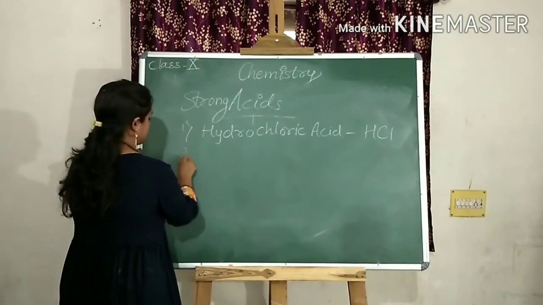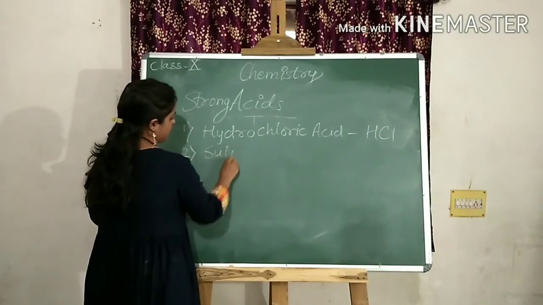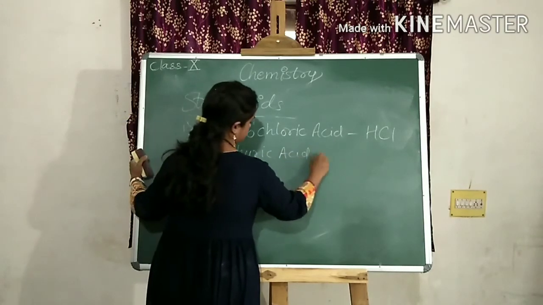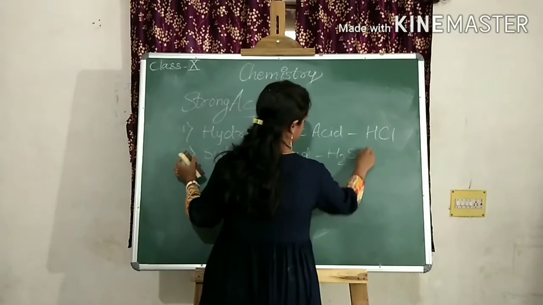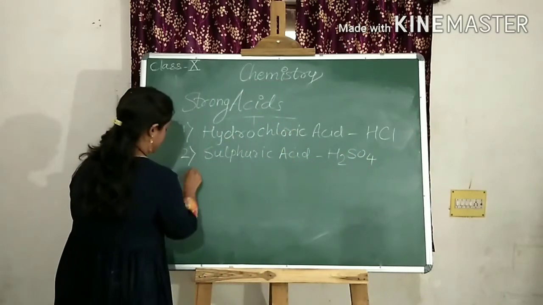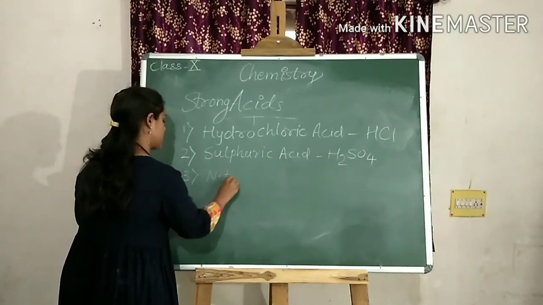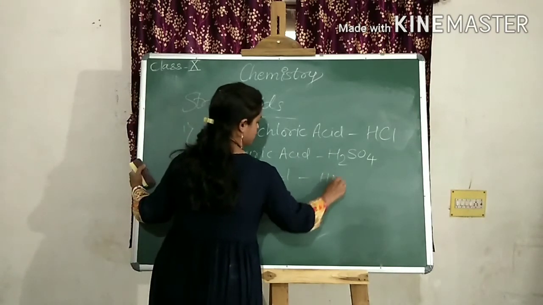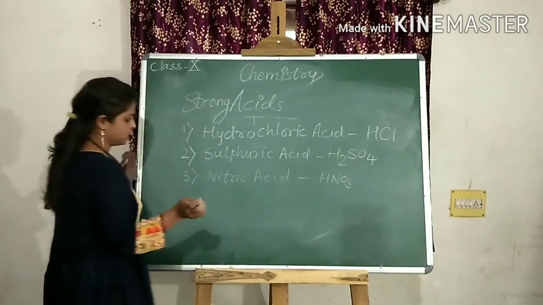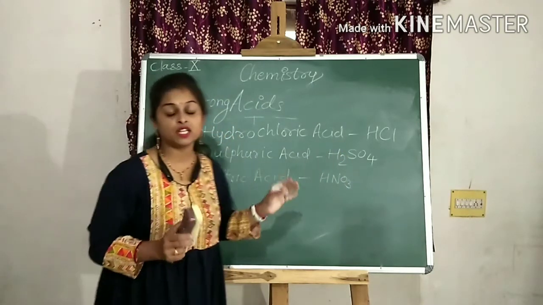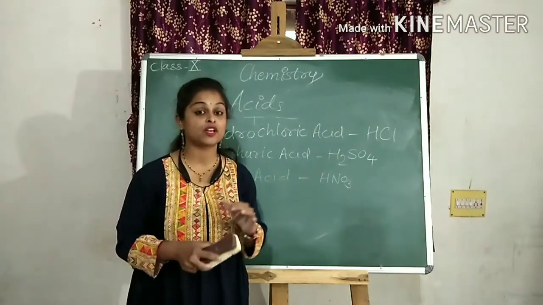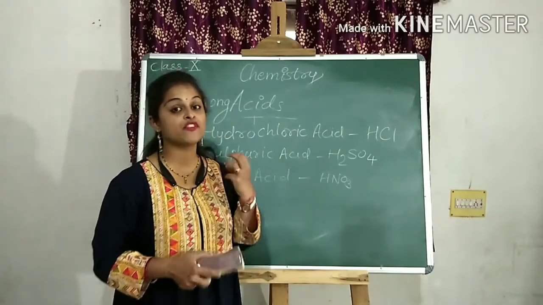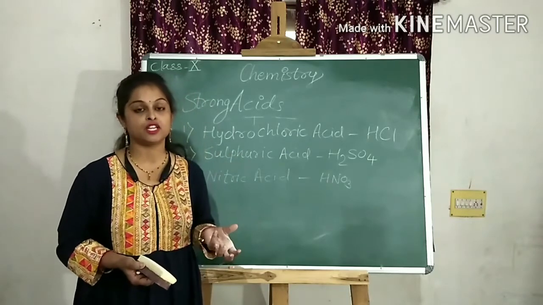HCl. Second, sulfuric acid, H2SO4. And third is nitric acid, HNO3. These are very strong acids. You cannot handle this. Though it is in dilute form also, it is very harmful to us, very harmful.